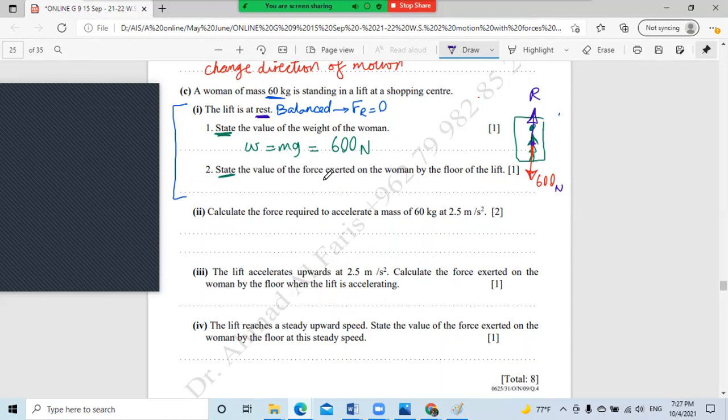State the value of the force exerted on the woman by the floor. How much? Yalla, send me the answers. I know that there is a problem with the internet here. I hope that you can tell me the answer.